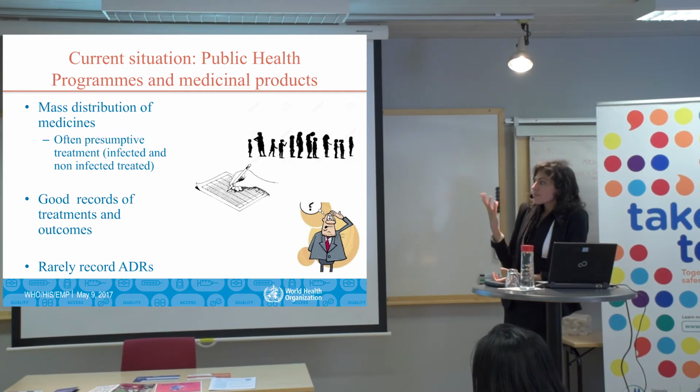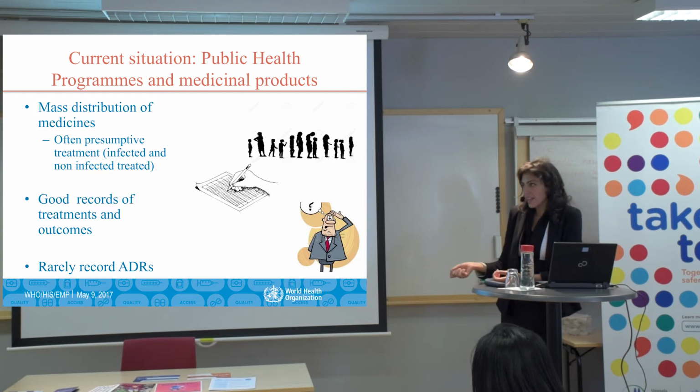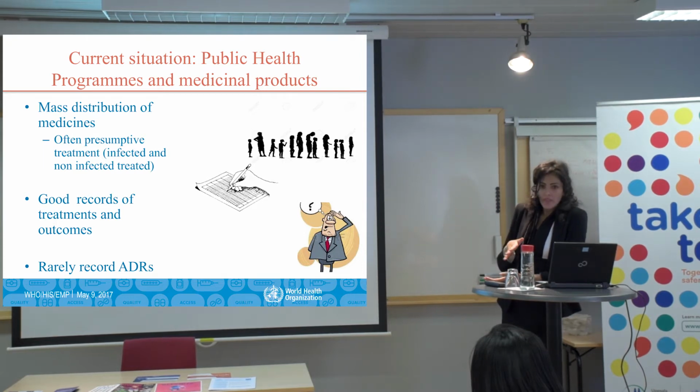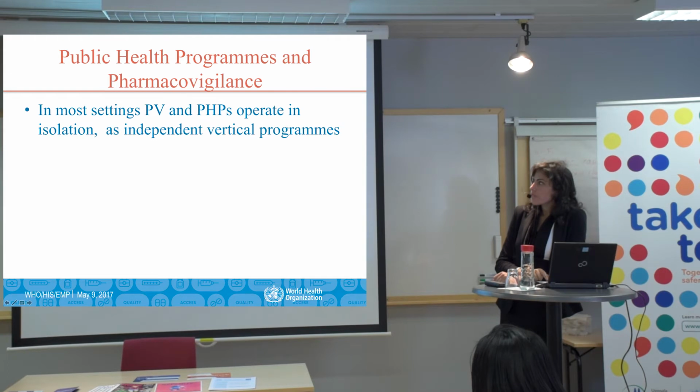And so with these disease programs, what you have is that there are good records of the treatment. So these programs are taking very good records of how many medicines they're giving out and what the outcomes are. They're good at surveillance on, okay, is the disease going down in prevalence and so on. But they don't pay so much attention, or they don't have that much of a record of ADRs, of adverse drug reactions.